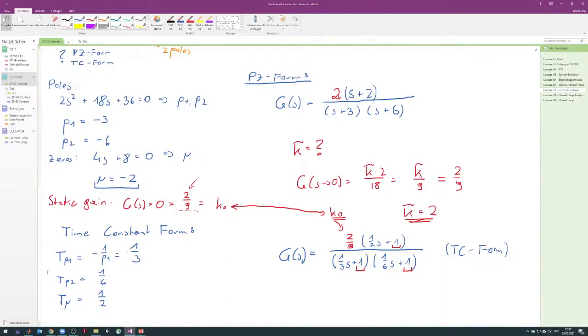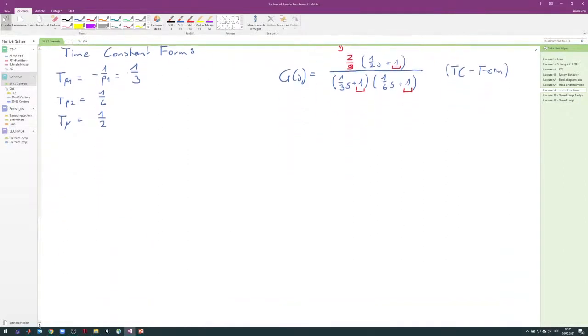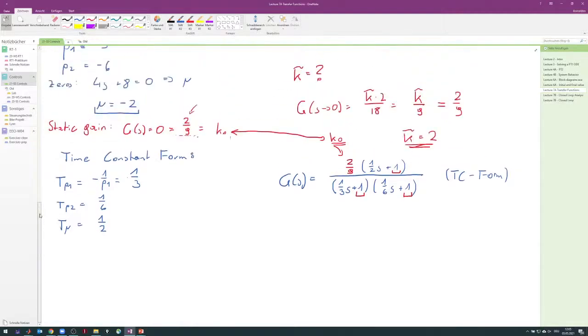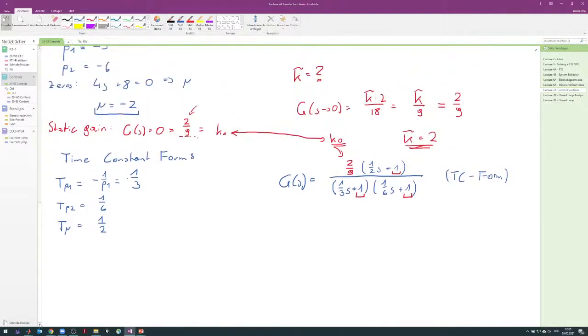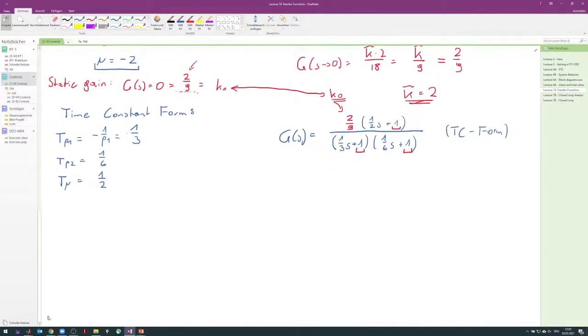Hope that's clear. Then we move on. Well, let's see if somebody needs to write it down. Let's put it here. Maybe change the color.